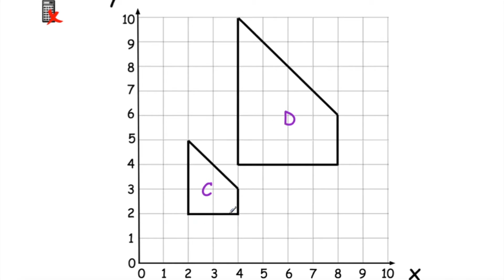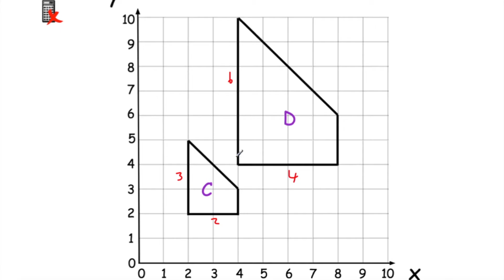Now, if we have a look at this, the base of C is 1, 2 across, and the height of it is 1, 2, 3 up. And if we have a look at D, the base of D is 4 across, and the height of D is 1, 2, 3, 4, 5, 6 up. So if we have a look at this, the lengths of the sides have been doubled. So here this had a length of 2 and this is a length of 4. This had a height of 3 and it's now got a height of 6. So the lengths of the sides have been doubled.